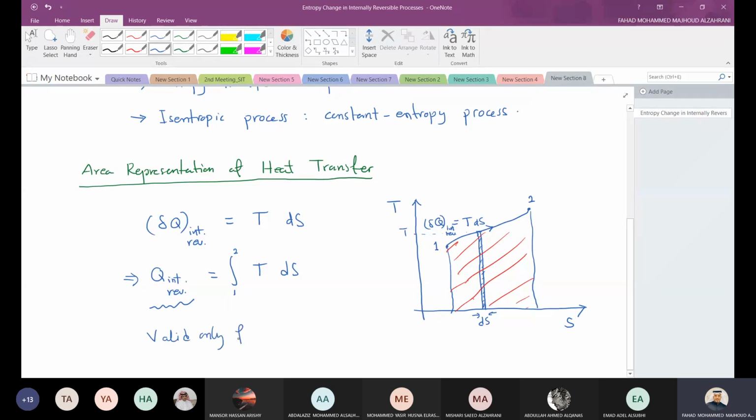Okay, and one thing important you should note is that this is valid only for internally reversible processes. So this definition of Q as the area under the curve is only valid for an internally reversible process, because there is no other effect, it is only the temperature change. Okay, so any questions here?